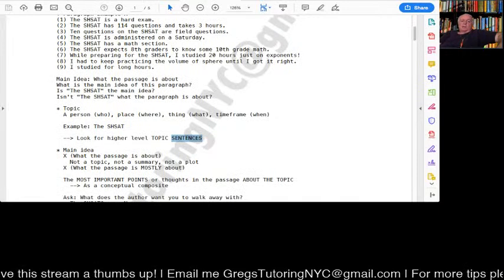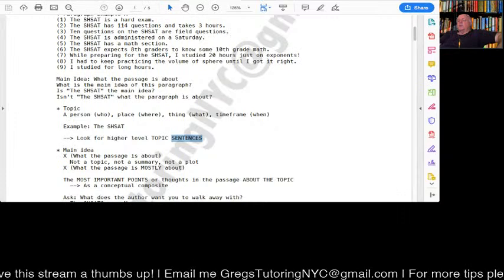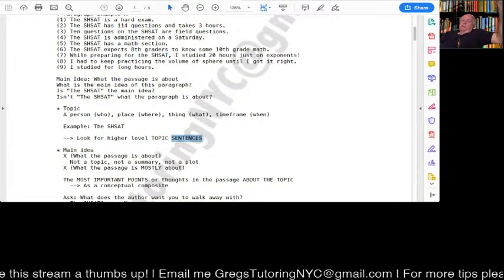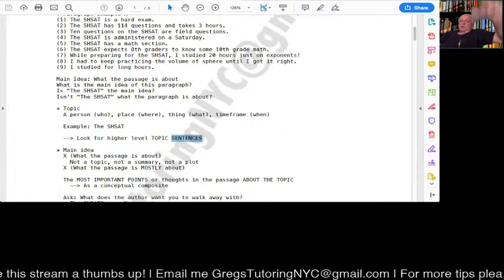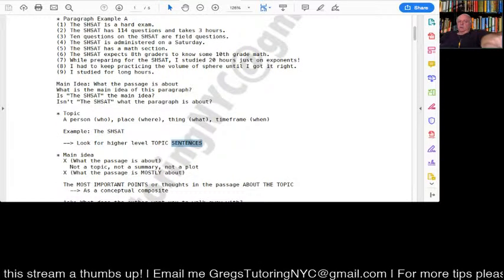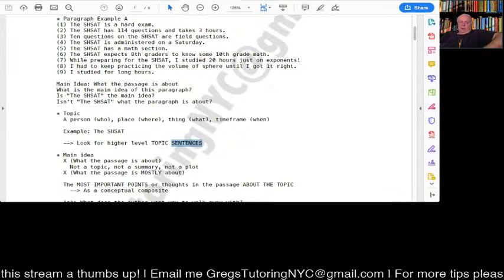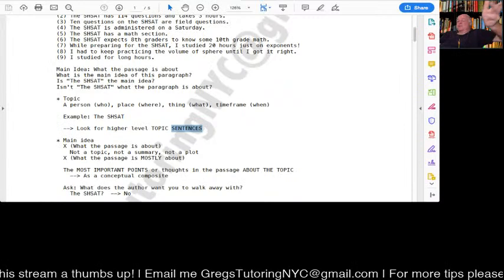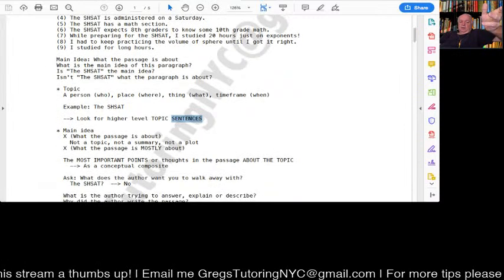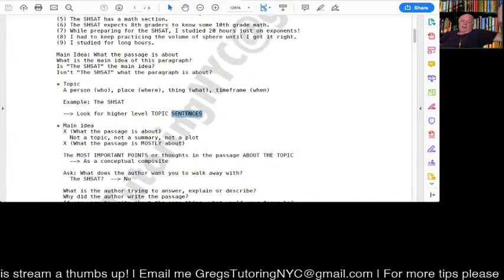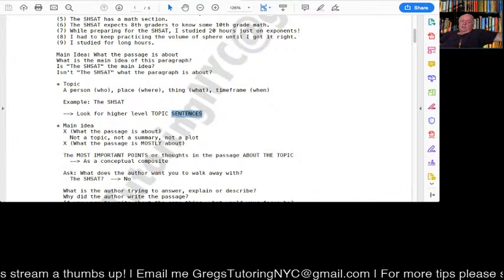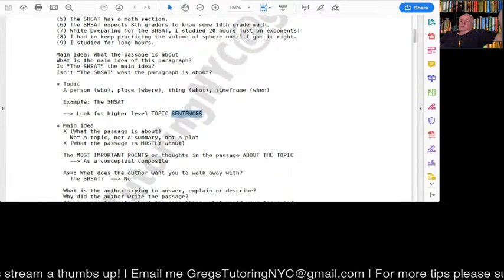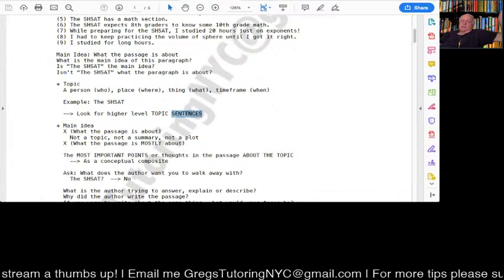So we want to ask a whole bunch of questions, and this gets super tough on hard passages. Finding Sacagawea is easy. There's super hard passages where this gets to be a mismatch, which is why I'm trying to show that paragraph number 1, because we're going to talk about it further. So what does the author want you to walk away with? Just the SHSAT? No, something further. Okay, so what is the author trying to answer, explain, or describe? This is more the definition of what the main idea is, not just what the passage is about or what it's mostly about. It's tied into that important point.